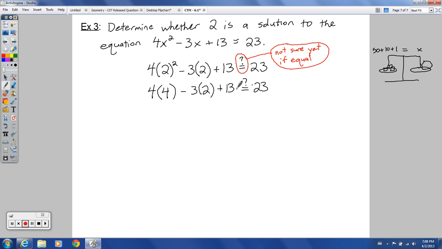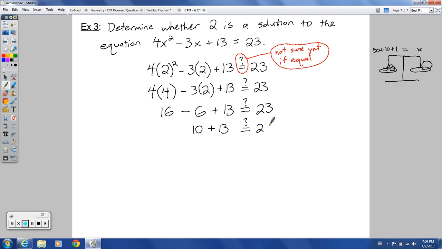Now let's do all the multiplication. This would be 16 and this would be 6. And so still not quite sure yet, so I'm going to put a question mark above the equal sign. If I add and subtract this stuff together, subtraction here comes first before addition, but remember these are the same importance, so just move left to right. This would be 10 plus 13. I'll keep the equal sign.